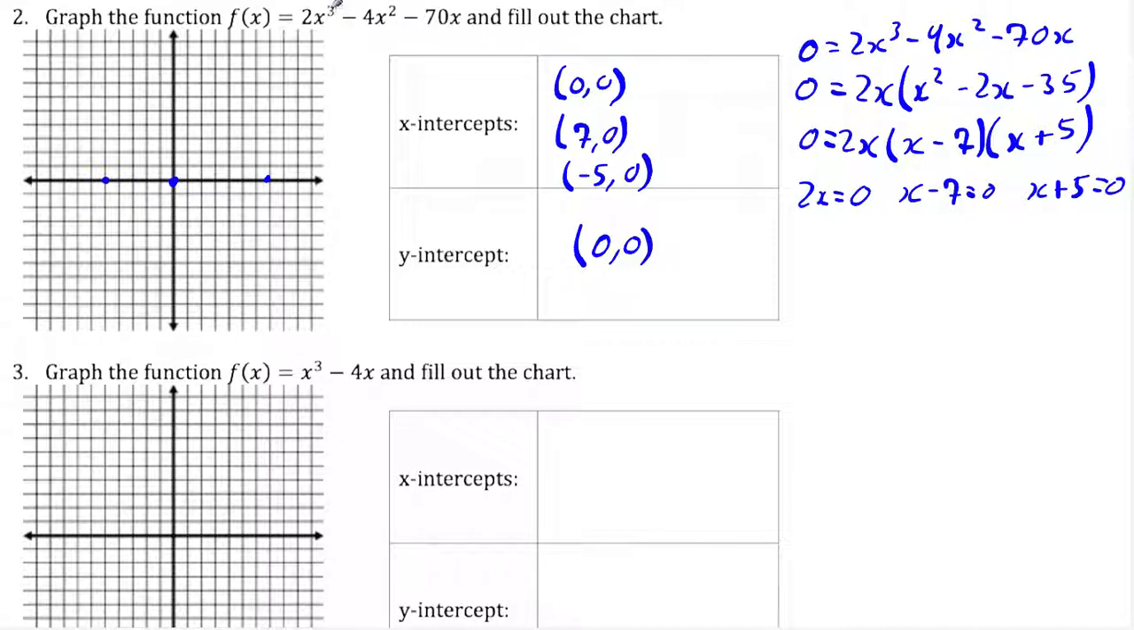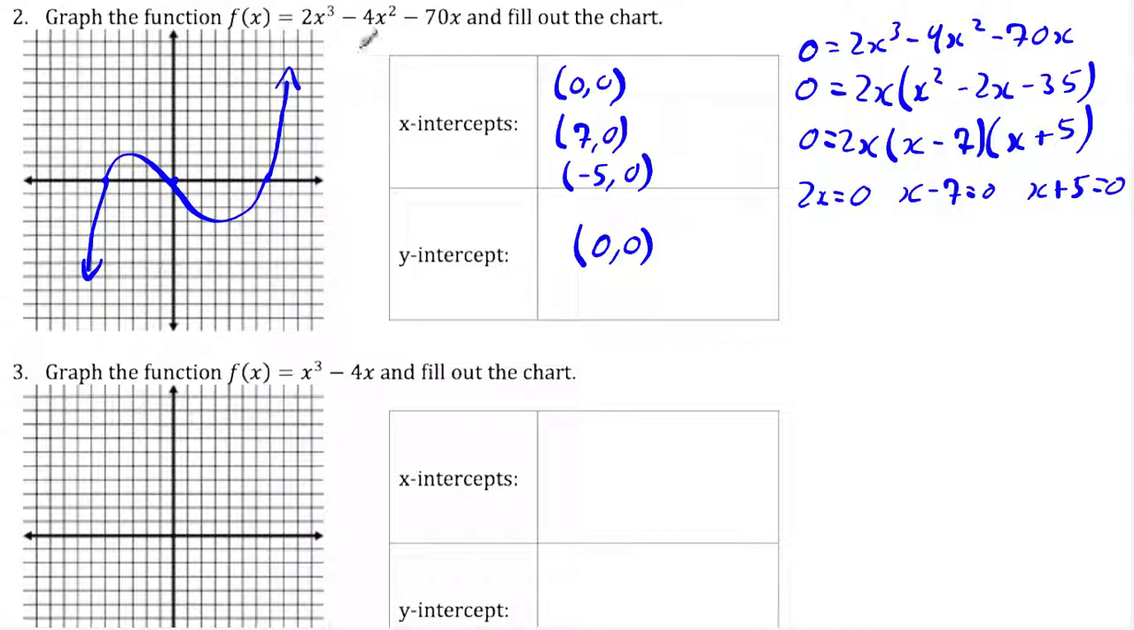I notice that this has an odd degree and a positive leading coefficient. So that means as I go to the right, I'm going to go up, and as I go to the left, I'm going to go down. So now I just connect these points. Try not to make this too ugly. There we go. And that's all we need to do there.